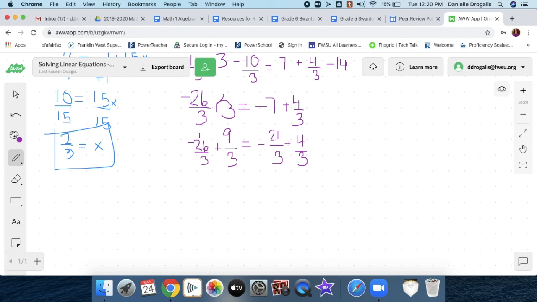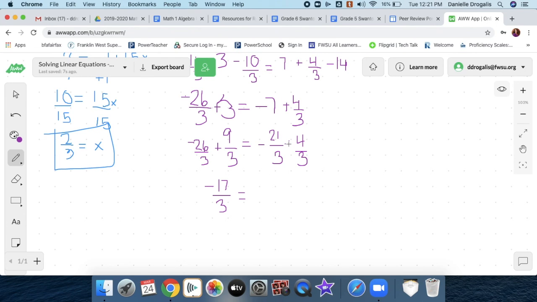So now when we take a look, I've got negative 26 plus 9. When I combine that, that's really 9 minus 26. I should get a negative 17/3. Again, still not looking too pretty, is it? But that's okay. We've got to trust that we've been doing this right and remember to breathe. So this is a negative 21.